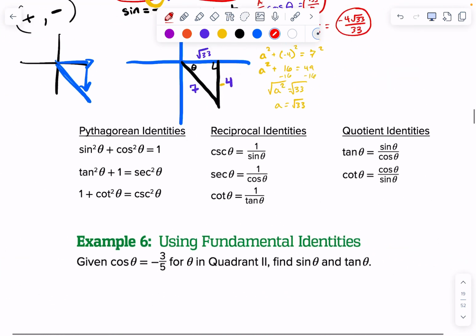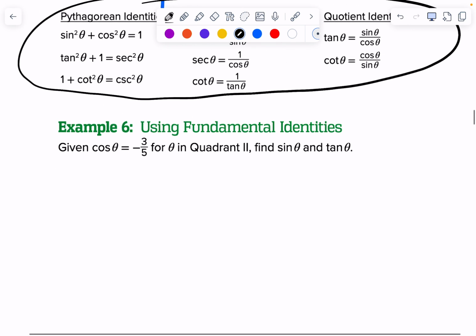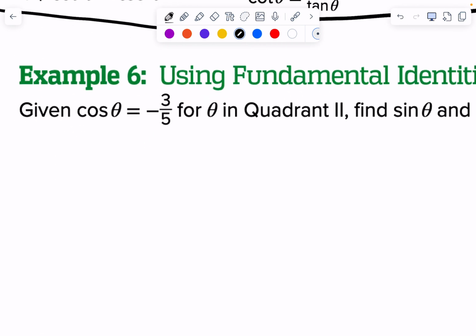Sorry if you're confused. Okay, they give you these again. These are also on your unit circle. Example 6. This is like the same thing again.